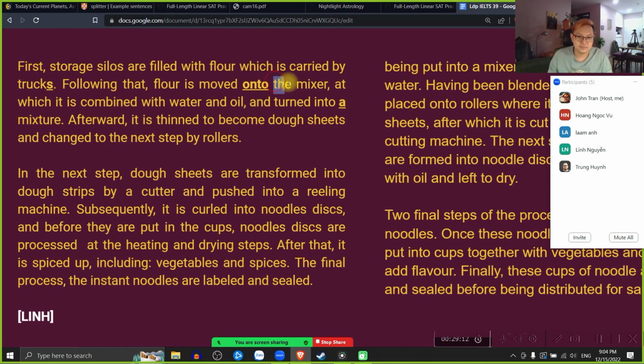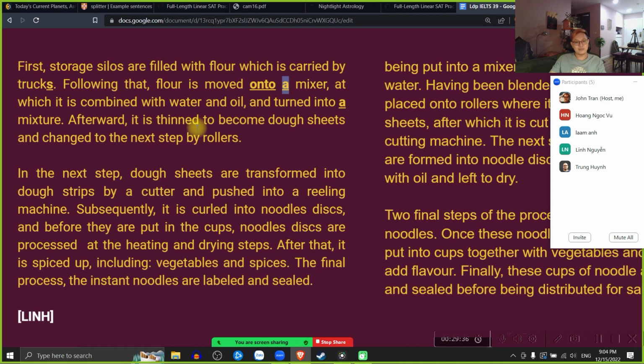Cái chỗ này cũng vậy. Same thing. You talk about mixer the first time, right? Nói về mixer lần đầu tiên. At the first time you talk about it, a mixer. Sau đó bột được chuyển vào một cái máy trộn. It's moved on to a mixer at which is combined with water and oil and turned into a mixture.